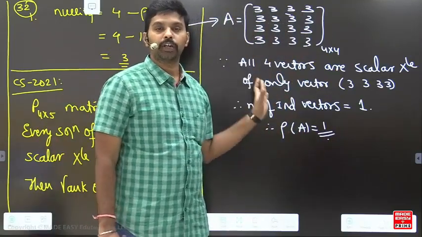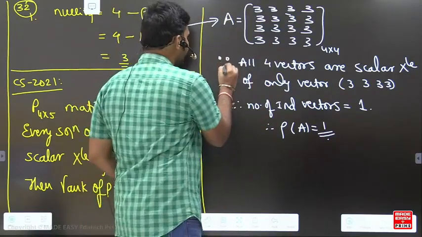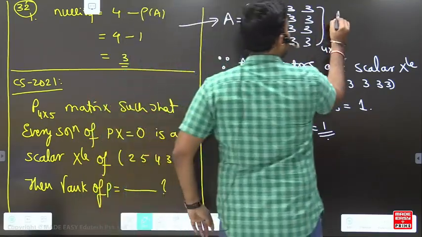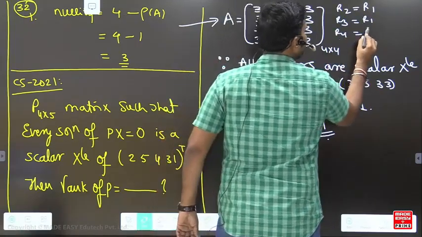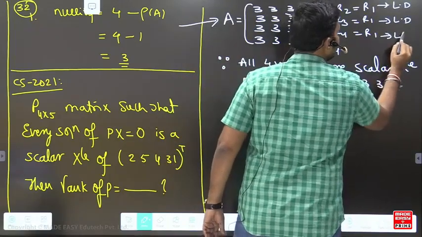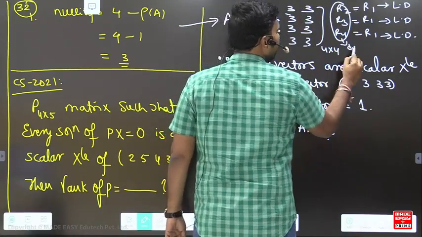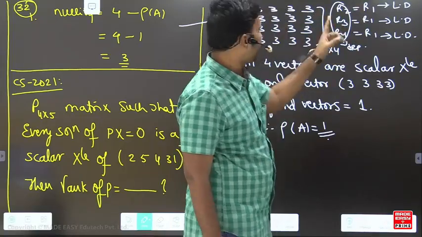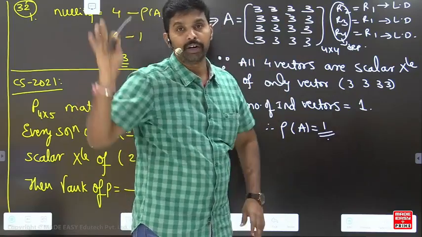Those who want to understand how the rank is 1 for the 32nd question, you can see it very clearly. I wrote it clearly that there are 4 vectors, all 4 are written. See that R2 is equal to R1, R3 is equal to R1, R4 is equal to R1. So this is one linear dependency each. R2, R3, R4 are dependent on R1. So R1 is the only one vector left, and R1 itself is independent.